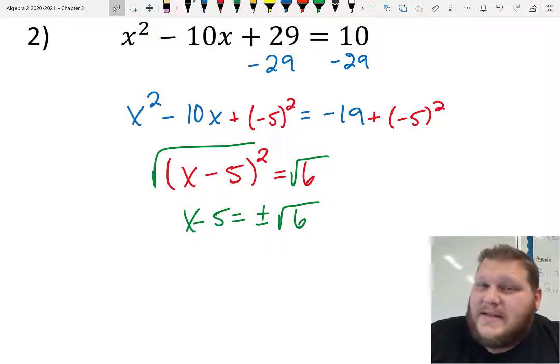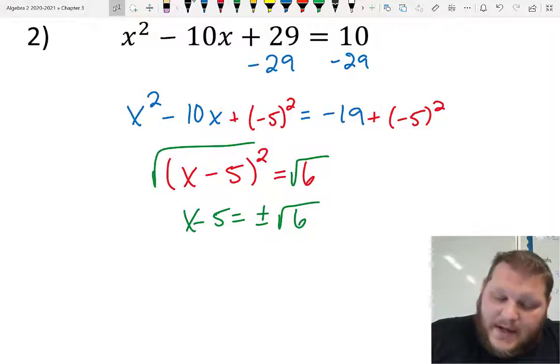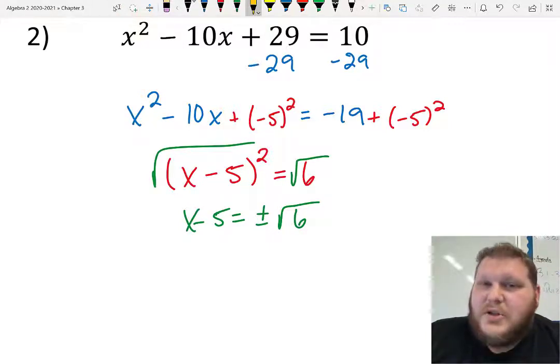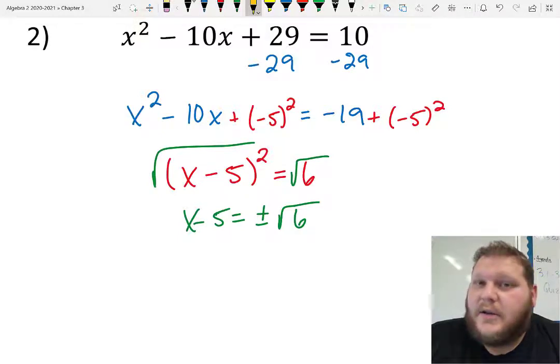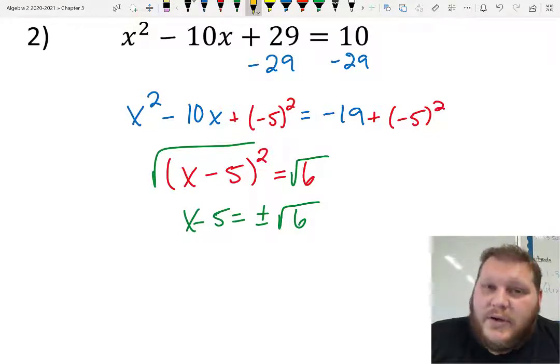Here, the square root of 6 does not simplify into a nice whole number. So you've got two different ways of handling this, and it really depends on what the application is that you're doing for the problem, or what the instructions tell you. If you have to approximate the answer to 2 decimal places, then you'd have to use a calculator for what the square root of 6 is. If it doesn't specify, you have the choice.